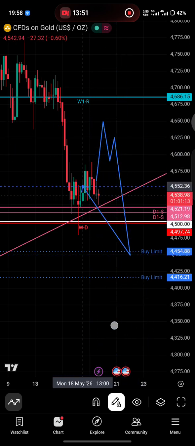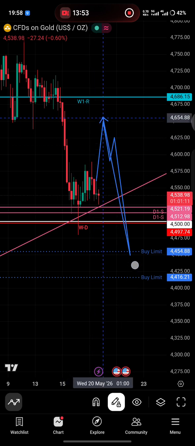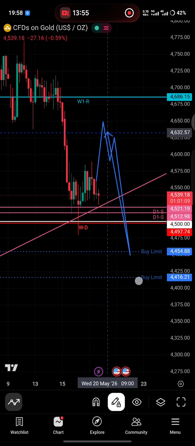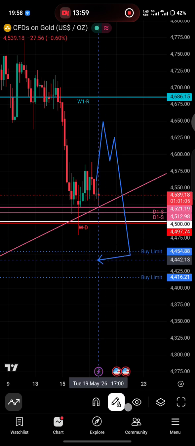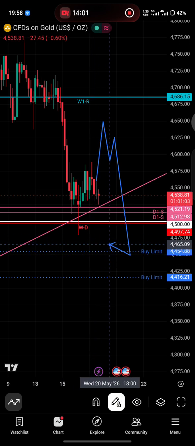So if you're looking to sell, wait to sell if it breaks high, right? And wait for it to form a bearish price action. If you're looking to buy, wait to buy at this spot where I've placed my buy limits beforehand.